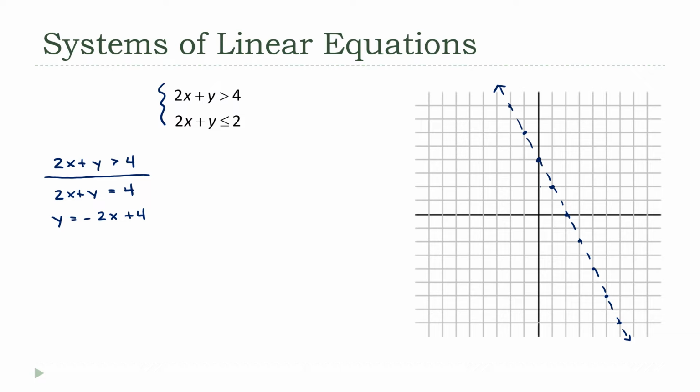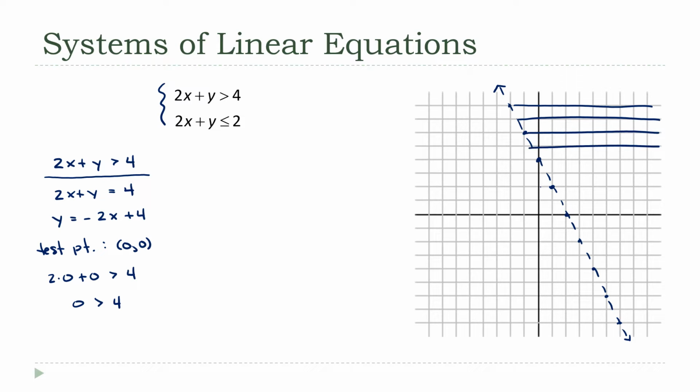And now I got to pick a test point. I'll use the origin like I always like to when we can. It's not on the boundary line, so that's a fine choice. 2 times 0 plus 0 greater than 4. All right, well, 0 is greater than 4, which is not true. So my solution is everything on the side that doesn't have the origin. It's everything kind of above and to the left. All right, so that's the first one.